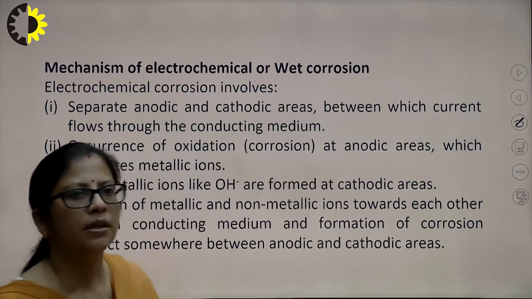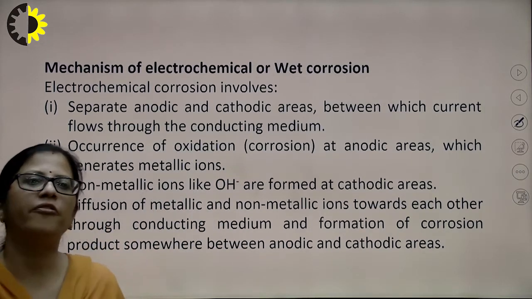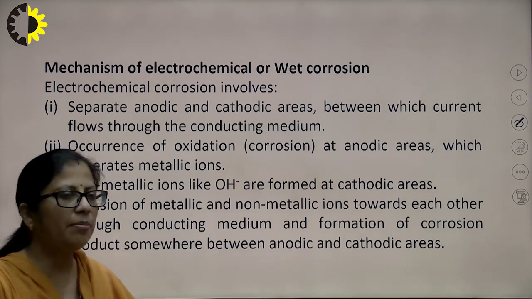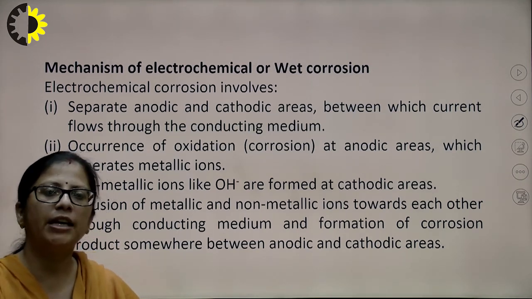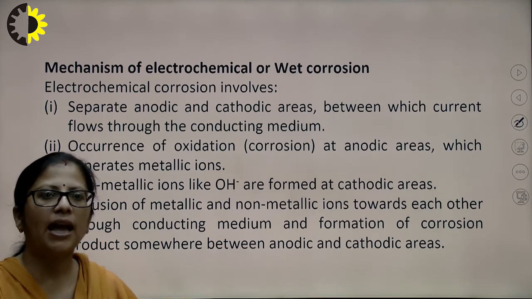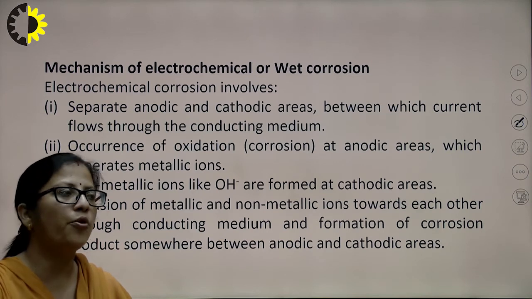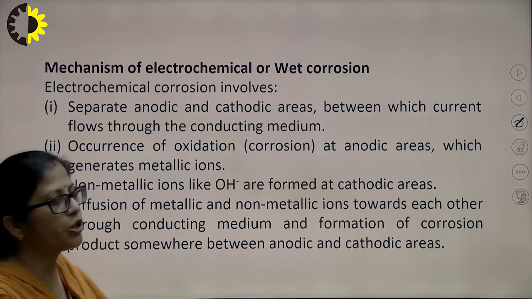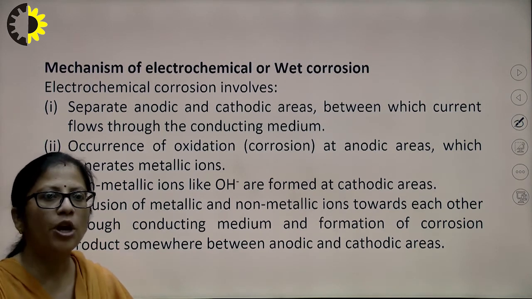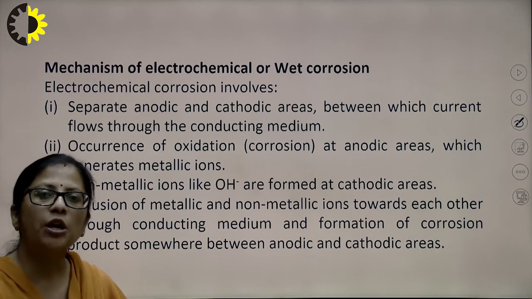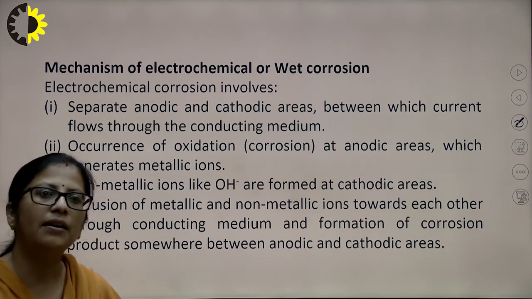Now, coming to the mechanism of electrochemical or wet corrosion. Electrochemical corrosion necessarily involves formation of separate anodic and cathodic areas between which the current flows through the conducting medium. Oxidation or corrosion is going to take place at the anode or the anodic areas, which are going to generate metallic ions.